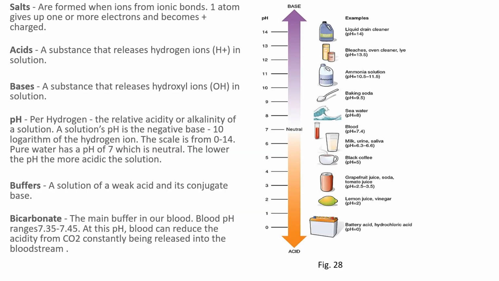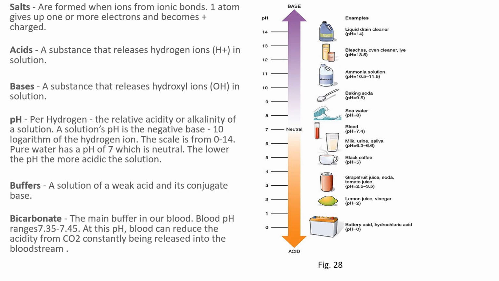Then we have our salts, our acids, and our bases. So a salt is going to be formed when ions form an ionic bond. So one atom is going to give up one or more of its electrons, and it's going to become positively charged. Acids are a substance that releases hydrogen ions, so it's hydrogen positive in a solution, and then your base is going to be the substance that releases hydroxyl ions in the solution.